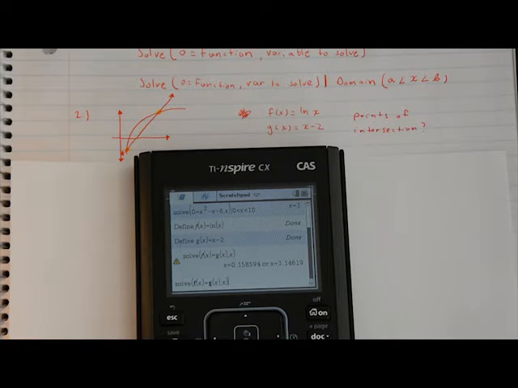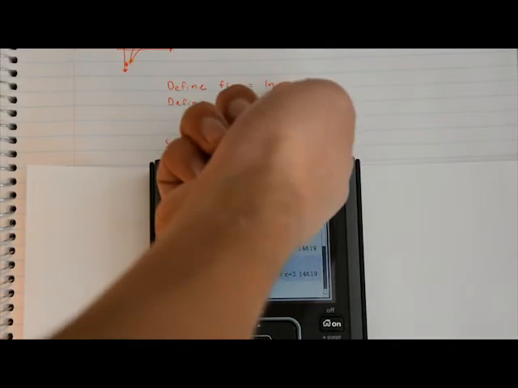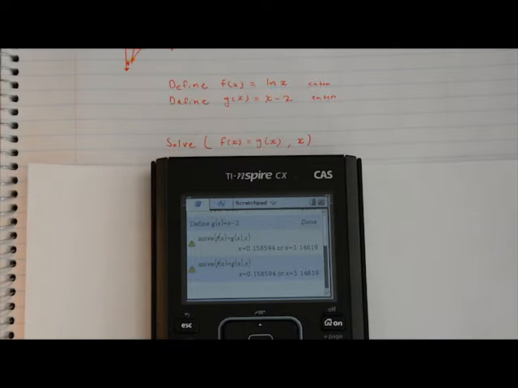Now, disregard that little yellow thing. That's just saying our answers are decimals that are extremely, extremely long, and that these numbers are just estimates of our variables. So that basically gives us our answers right here. And now we have our two x coordinates when the functions intersect.